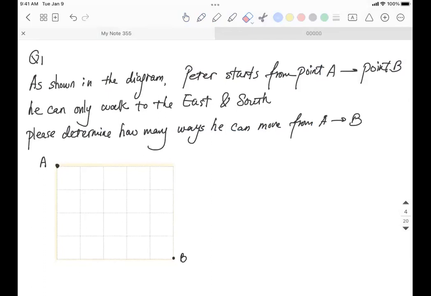Okay. Well, as you can see, there are not too many. There are only a few blocks here, right? Not too many ways. Maybe we can try to do some enumeration and list out some scenarios. Okay, so let's have a quick look at it. If Peter wants to go from A to B, he can only move to the right and can only move to the south, right? So how many ways can Peter go to this point? Who can tell me?